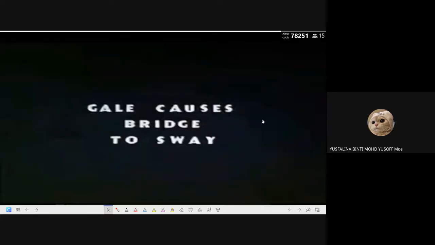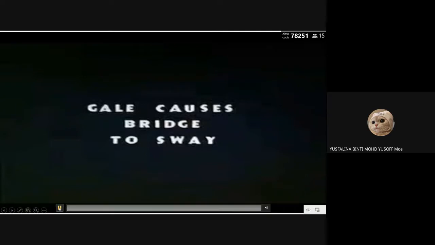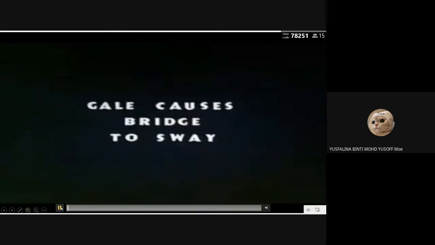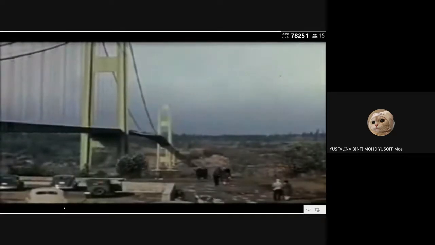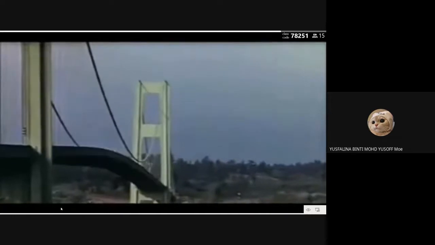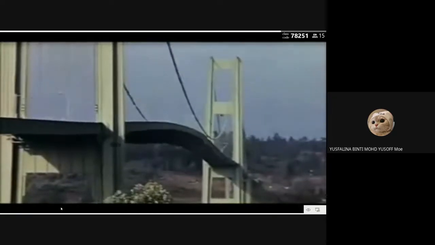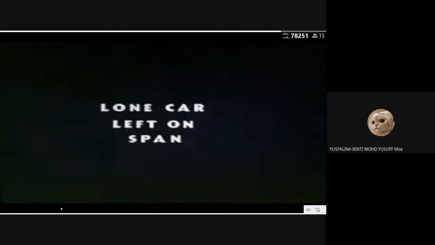Okay, so this is the video. So they try to sway the bridge. Okay. So they produce the sound. Okay, and the sound produced is the same as the natural frequency of the bridge. Right. So the bridge will start to vibrate. Okay, with the maximum amplitude.